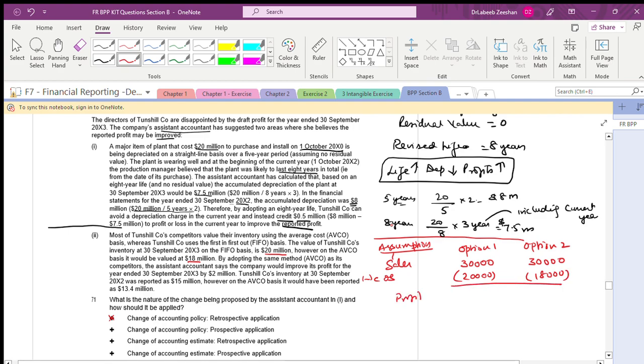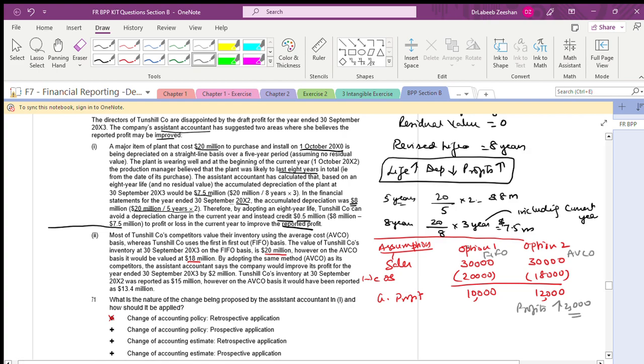How much is the gross profit? Gross profit here is going to be 10,000. Here it is going to be 12,000. That means here also there is a possibility that we can increase the profits, if we are using FIFO basis. If you use FIFO basis, this is the profit. If you are using average cost basis, profits will automatically increase by how much? Profit will increase by 2,000.